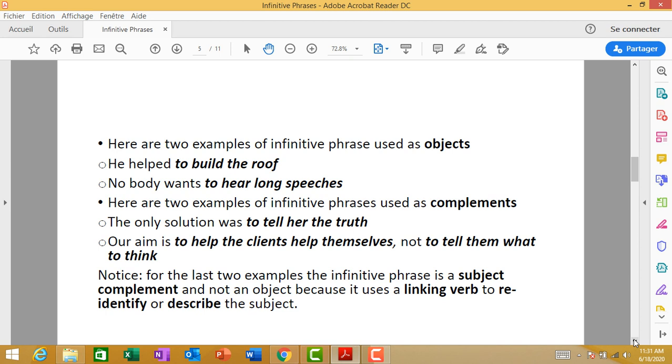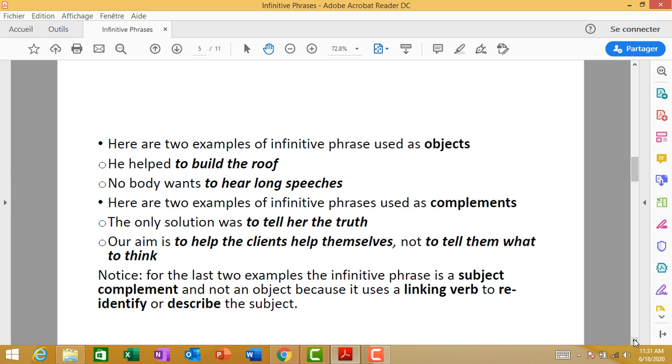Now, if you look at these two sets of examples, you might say, hey, it's the same thing. It looks like the same thing to me. So why do they say that it's used as object in the first set of examples, and why do they say that it's used as complement in the second set? So to understand this, let's try to read the notice. For the last two examples, the infinitive phrase is a subject complement and not an object, because it's using what we call a linking verb to re-identify or re-describe the subject.